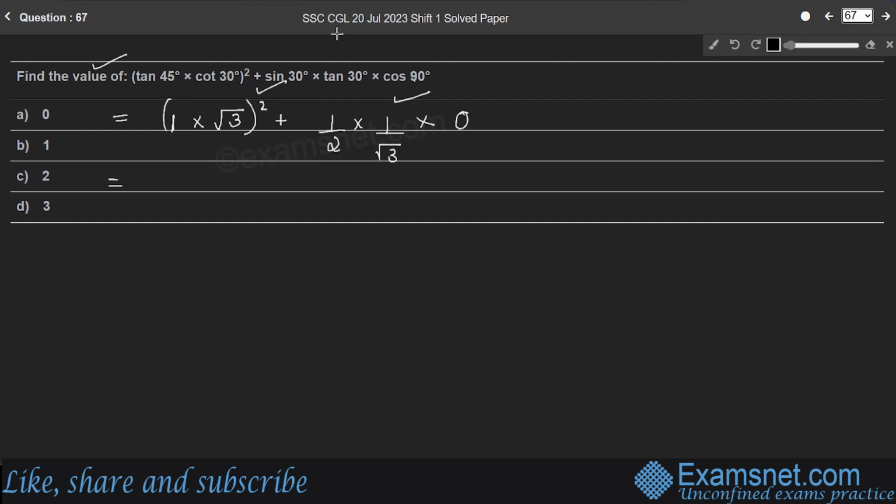So focus only on the first part. 1 into root 3 the whole square, which is 3. Root 3 the whole square is 3. Therefore, the value of the given expression is 3. Since the second part is equal to 0, the value is equal to 3. Option D is the right answer.